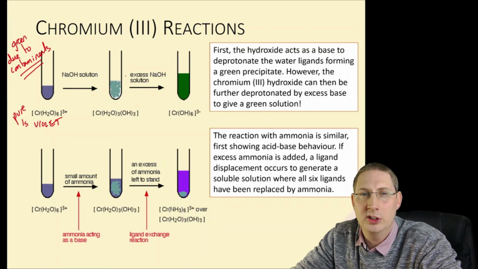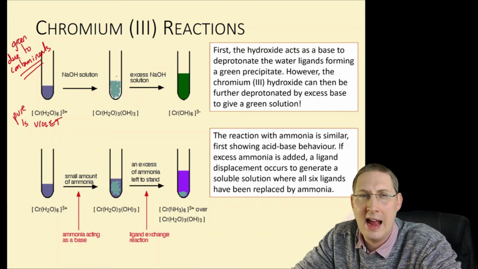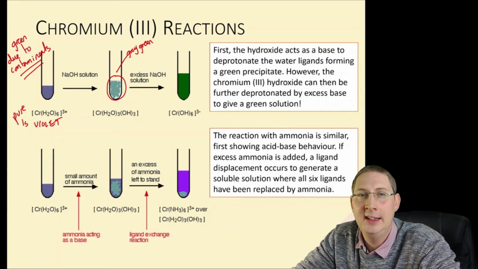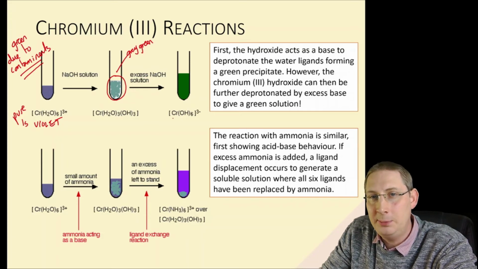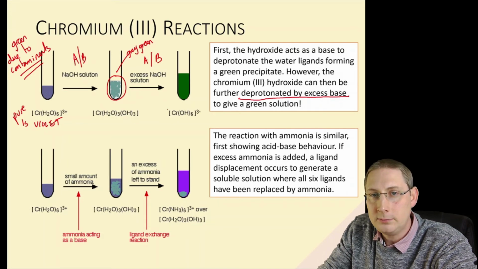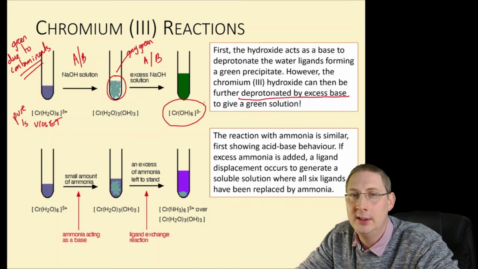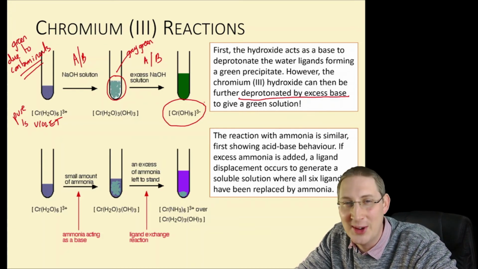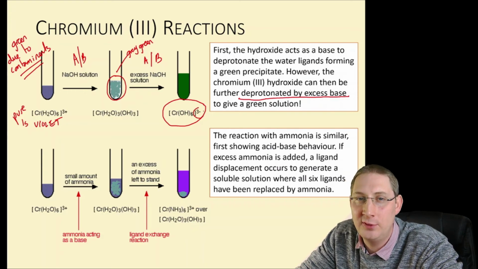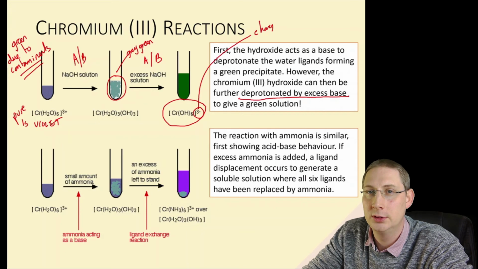As we saw, adding sodium hydroxide solution produces that grey-green precipitate. But surprisingly, excess sodium hydroxide solution did redissolve that precipitate. And that is because it is further deprotonated by excess base. So again, acting as acid base to form the rather unexpected hydroxochromium 3 complex here. So it deprotonates all of the ligands, again forming a charged complex ion which redissolves.